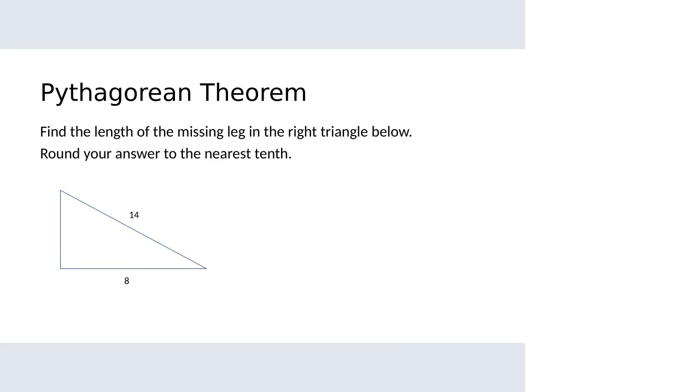Find the length of the missing leg in the right triangle below. And we're going to round this answer to the nearest tenth. And we can see that we have a right triangle. We know 2 of the 3 sides, so we're going to use Pythagorean theorem.